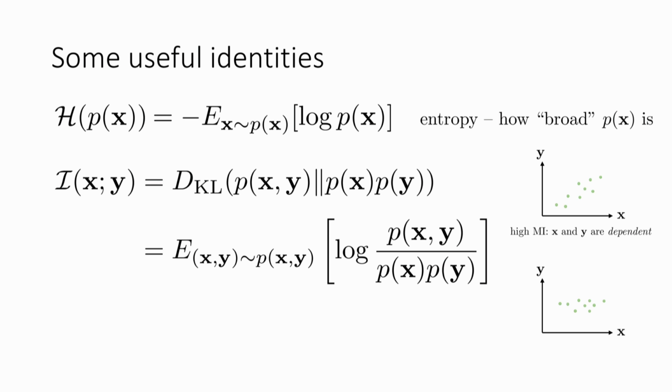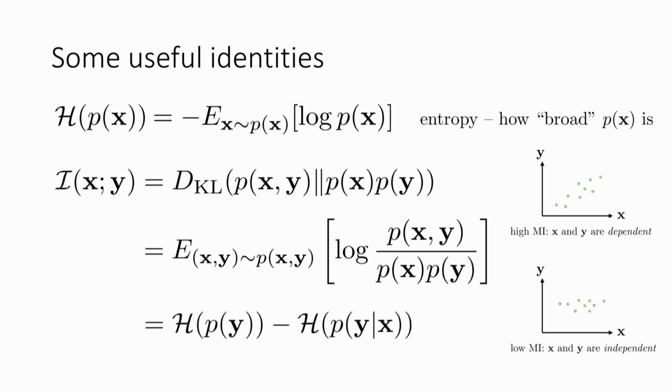High mutual information means that x and y are strongly dependent. Low mutual information means that they are closer to being independent. OK, that's fairly straightforward stuff. So one of the things that helps to think about mutual information in the context of the sorts of reinforcement learning problems that I'll discuss is a particular way of writing mutual information in terms of entropies. It turns out that you can equivalently write mutual information as the difference between two entropies. The entropy of the marginal p of y minus the entropy of the conditional p of y given x.